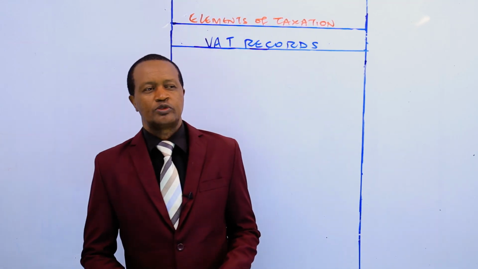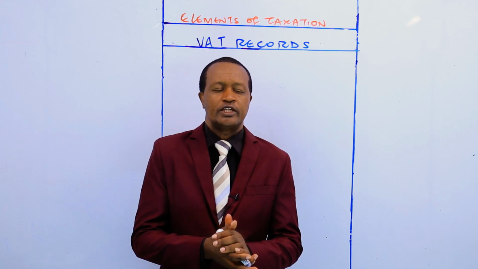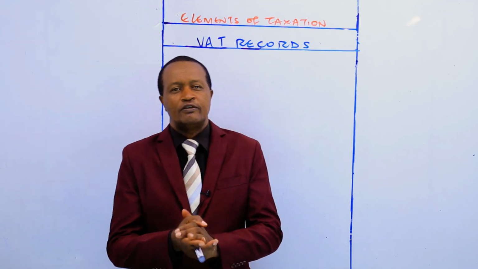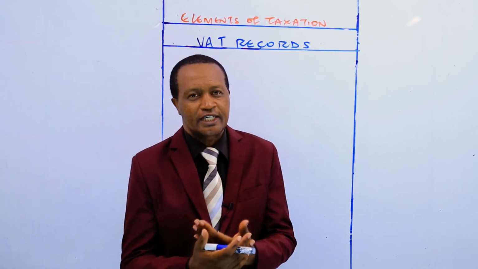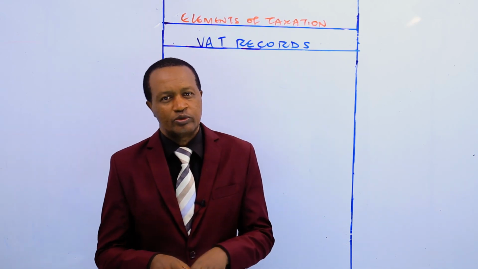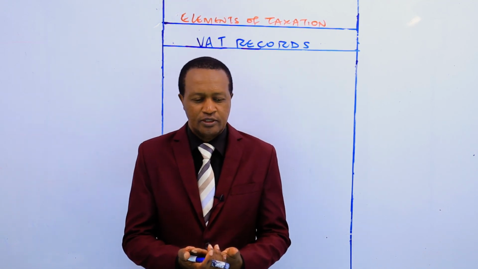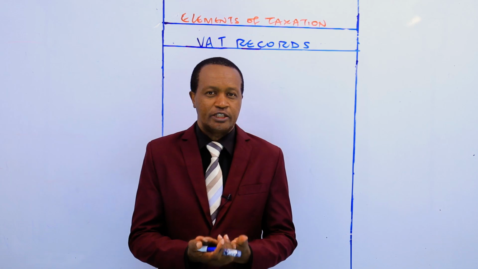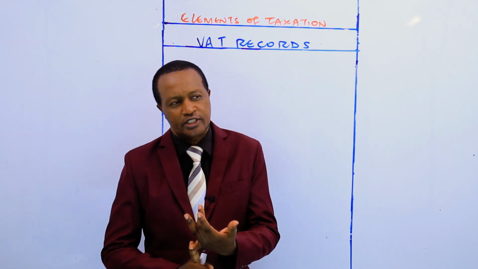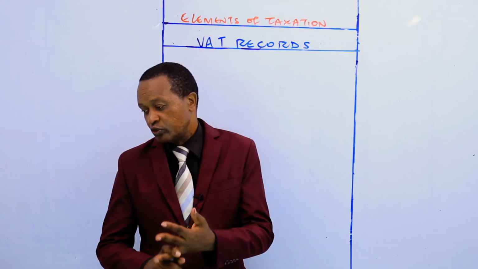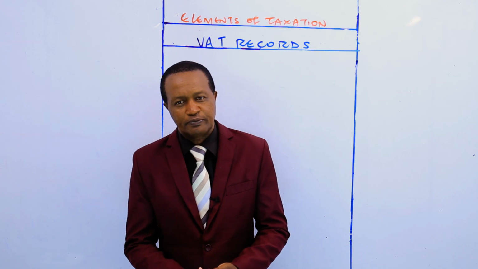I'm here one more time to continue with the lessons in taxation. Today we still focus on value-added tax, and we are going to focus on value-added tax records. In this lesson we will identify the key records that are required to be kept for VAT purposes, the VAT record. Then we look at the format. We'll also identify the period of retention of the records, and number 4, availability for inspection.